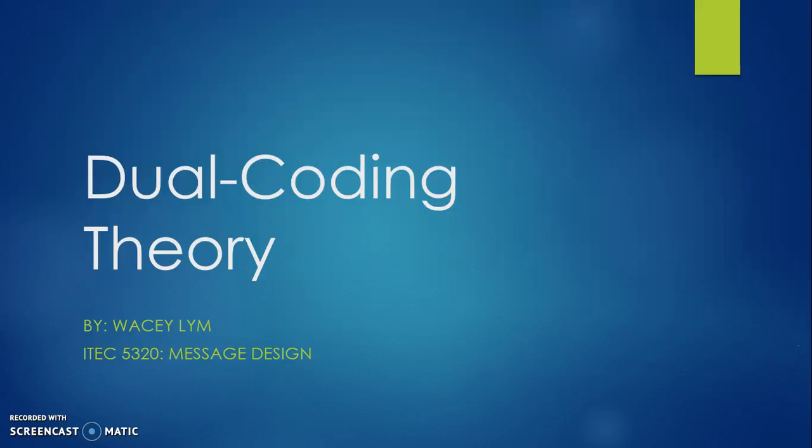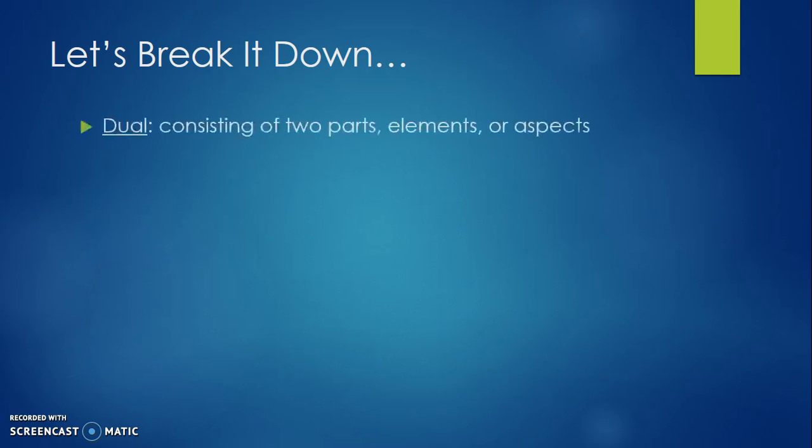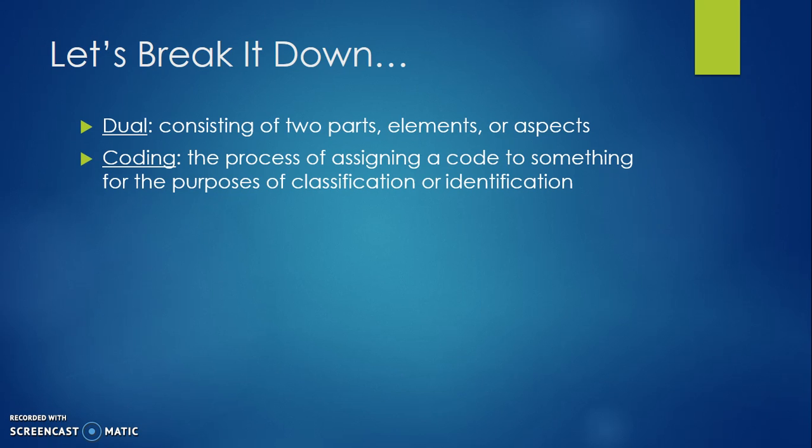Hi, I'm Wacey Lim, and I'm going to talk to you today a little bit about dual coding theory. So, breaking it down, just breaking down those words. Dual, as most of us probably know, means consisting of two parts, elements, or aspects. Coding is the process of assigning a code to something for the purposes of classification or identification.